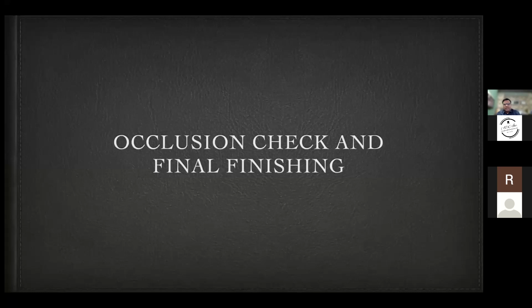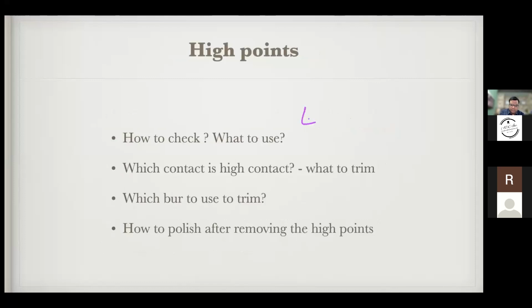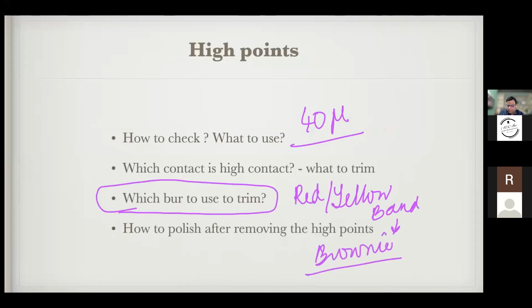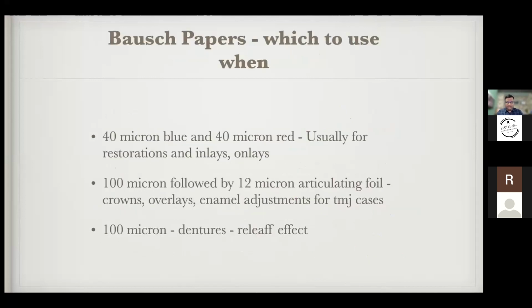Then you will finally, after bonding, check for occlusion. And this is checked by using a 40 micron paper. And you can trim it if needed using a red band or a yellow band bur, followed by a brownie point. And finally polishing it using a ceramic polisher. You cannot leave a surface which is rough inside the mouth, especially on a veneer, because it will crack. 40 micron blue for centric or MIP, and red for eccentric.